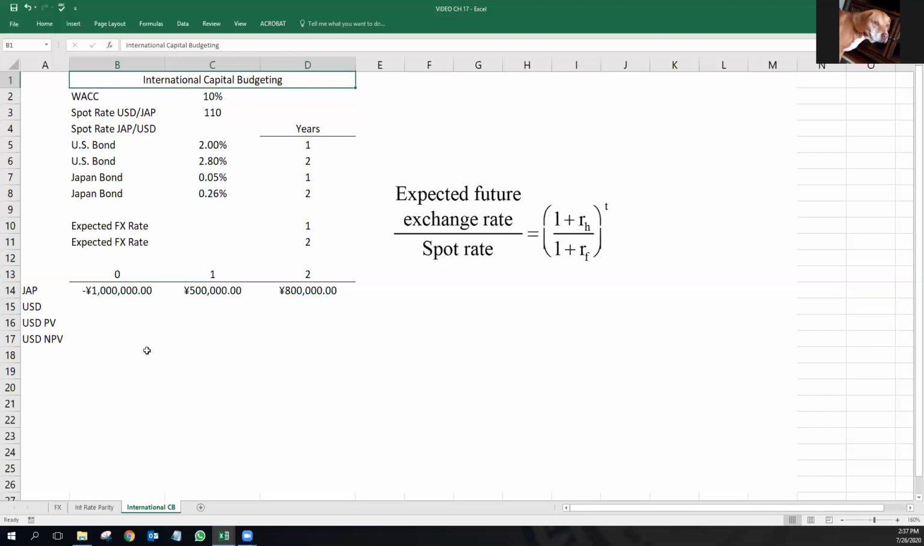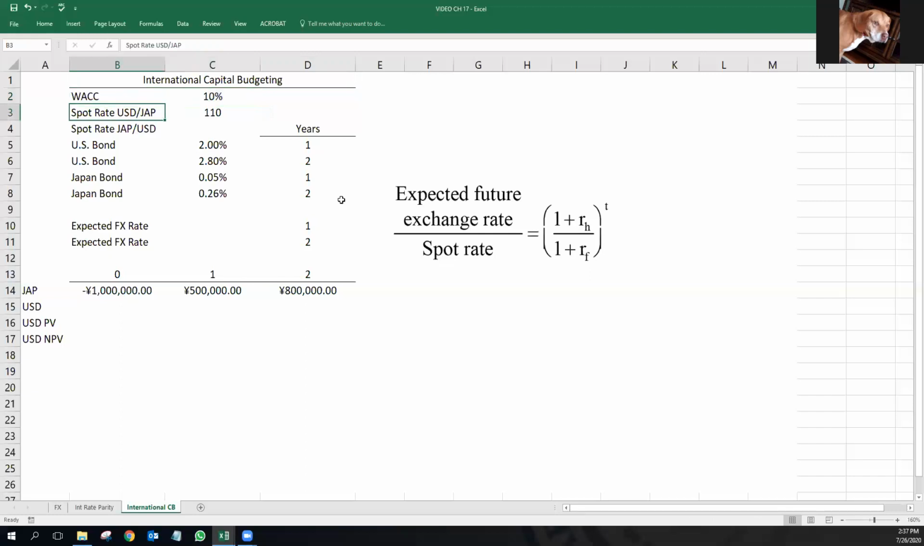So here's an example. Let's say you have a company. This could be a project. Let's call it a project. I can do the whole company. And this project is dealing in Japan. So we have some information up front. The weighted average cost of capital is going to be 10%, which is also what we're going to use as the discount rate to calculate present value.